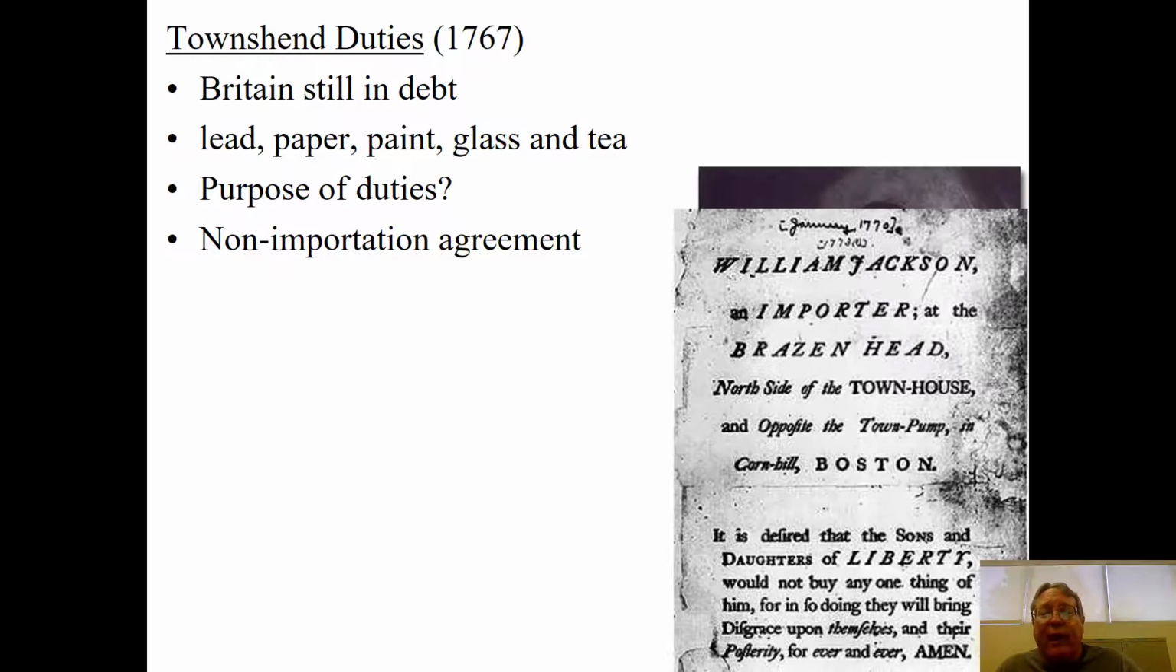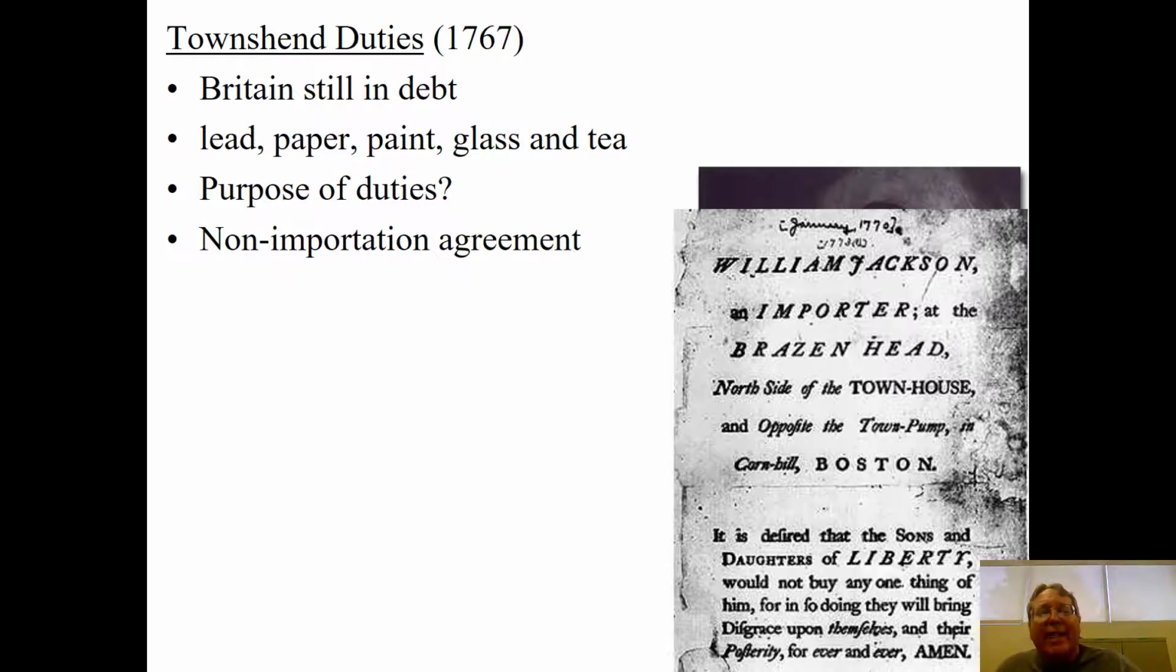So here they have a flyer that tells you about somebody that is actually trying to sell these taxed goods. His name is William Jackson. He's an importer. That's a way of saying a merchant, right? He's located at the Brazen Head, north side of the townhouse and opposite the town pump in Cornville, Boston. So one of the districts there of Boston is where this guy, William Jackson, is located. And if we see you going there to buy something, we know you're paying your taxes and you're not supporting the agreement, and we're coming after you or him.